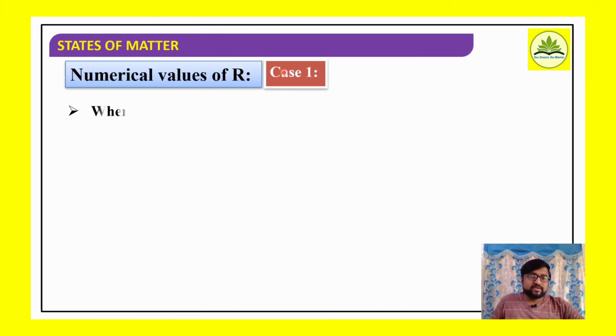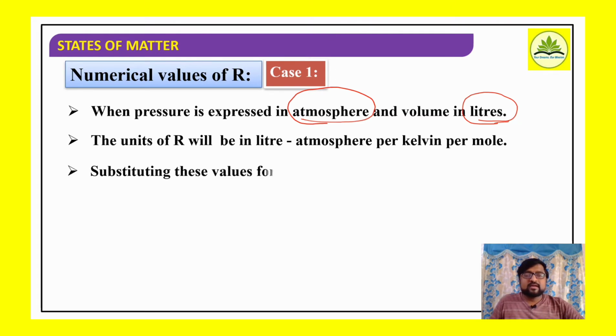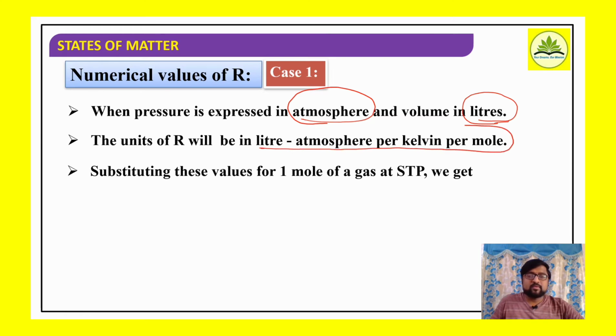So case 1: when pressure is expressed in atmosphere and volume is expressed in liters, then the unit of R will be liter atmosphere per Kelvin per mole. If pressure is expressed in terms of atmosphere and volume is expressed in terms of liter, then its unit will be liter atmosphere per Kelvin per mole. Remember this expression. What is that? PV.